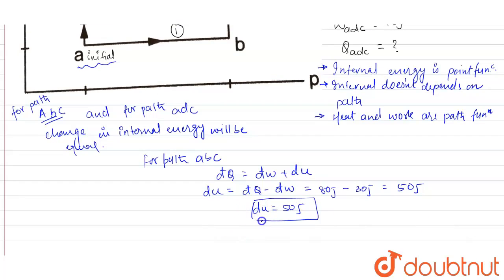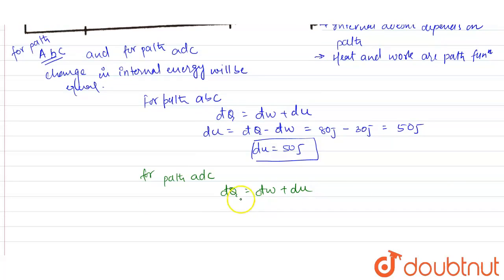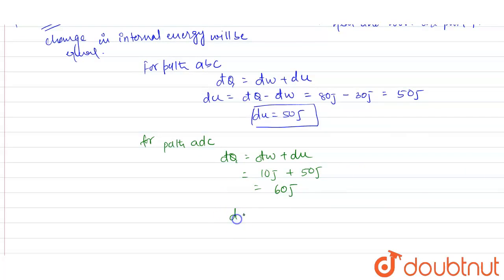Now applying the first law of thermodynamics for the path ADC, the first law will be dQ = dW + dU. The work done in the path ADC is 10 joules plus the change in the internal energy, which will be the same, that is 50 joules. From here we get 60 joules. So the heat absorbed during the process ADC is 60 joules. So this is our answer.